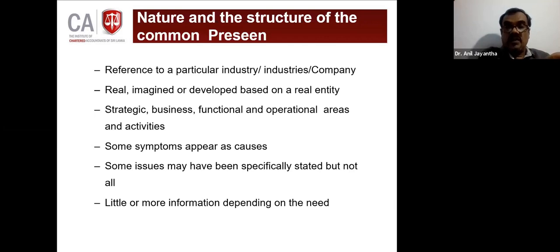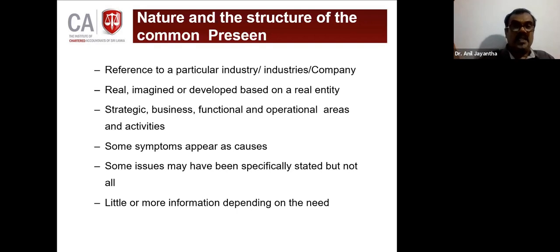So the symptoms of actions taken, or the utilization of those funds borrowed in the past, they are the real issues. But if you think that this is the issue, of course, you would not be able to develop good answers based on the unseen. So that's a very core question. To a great extent, the pre-seen reveals some symptoms. They may appear as causes, but they are not causes. But sometimes some issues and causes may be highlighted or stated, or you may find some avenues of identifying causes easily. It's all right.